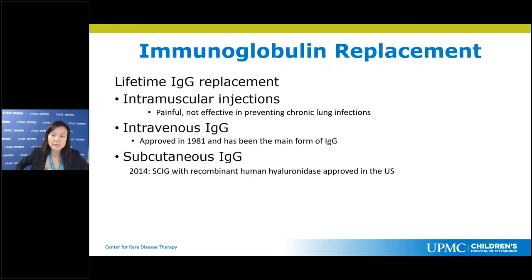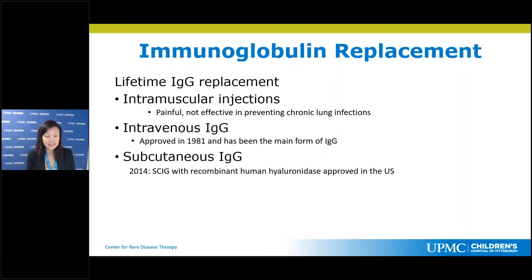So immunoglobulin replacement is typically lifelong. It really first started with intramuscular injections, and that didn't really go very well. IM injections are painful, especially in the high volumes you would need to get good IgG levels. And there was also data that giving it IM didn't really seem to get levels high enough to prevent against chronic lung infections.